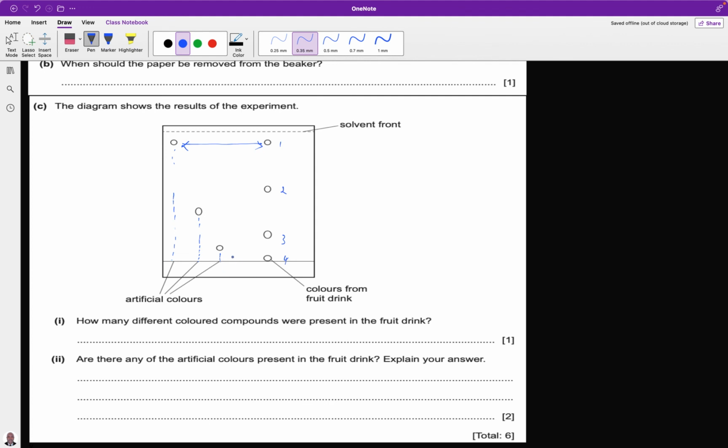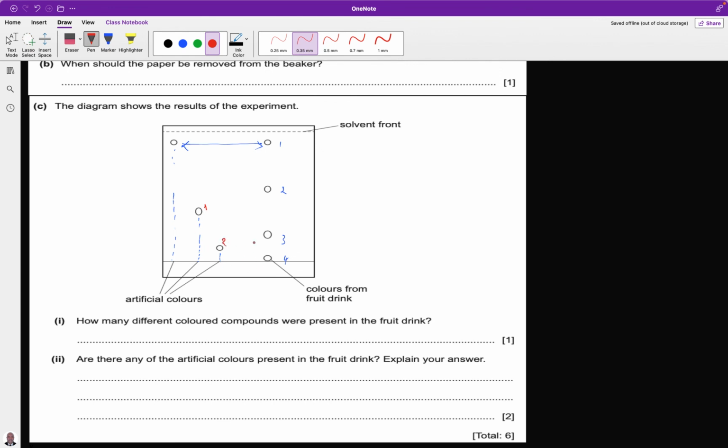Now, let's check if there is another one there. How many different colored compounds were present in the fruit drink? From the artificial compounds, this one is present in the fruit drink. So the only two that were not in the fruit drink are what? This one here, and this other one here.